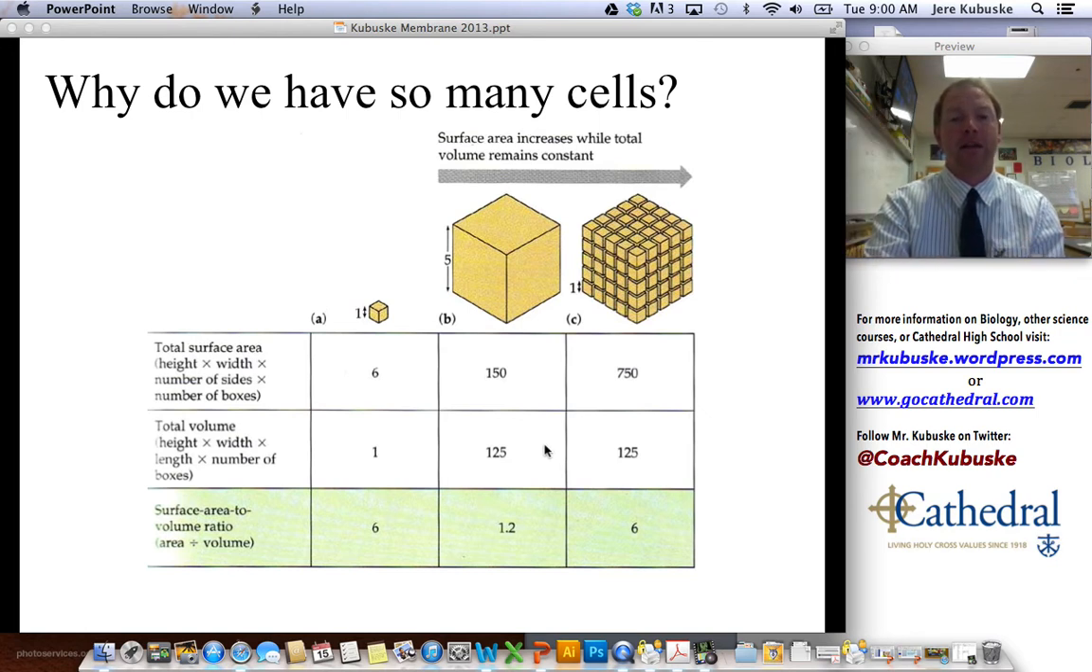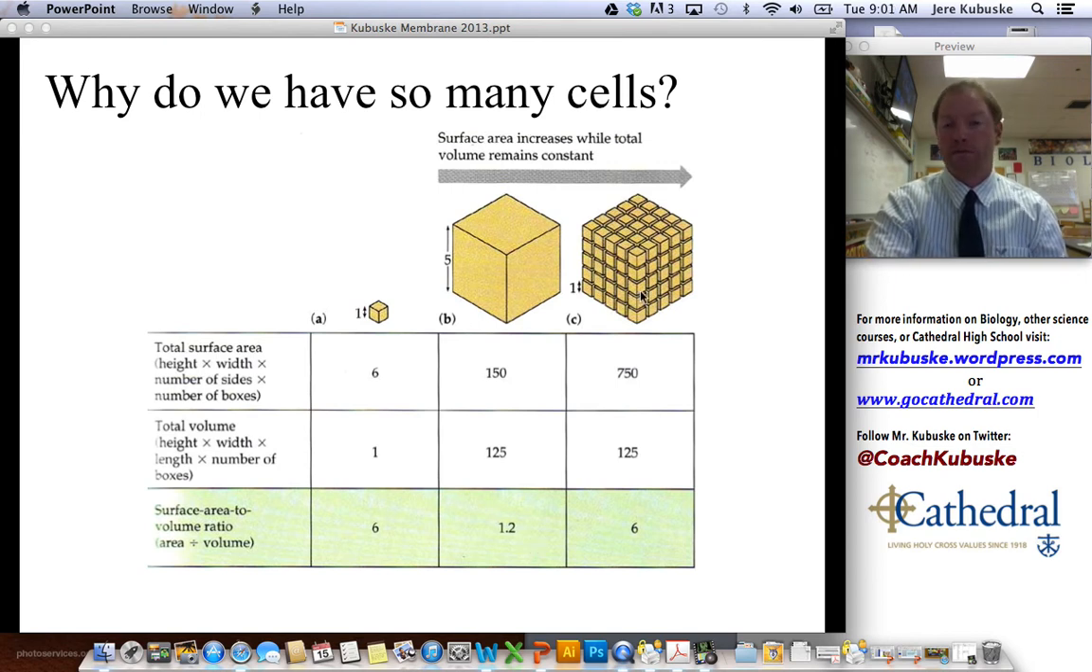Okay, that has an impact here. His volume has now increased so much that it's close to his total surface area. So when I divide the two out, I get a surface area to volume ratio of only 1.2. So that means he has so much space to cover inside his cell, but he only has a small amount of surface area to get to all those spaces.